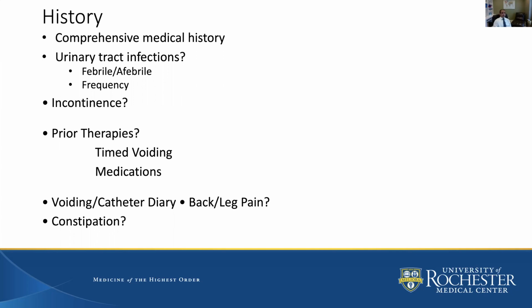And again, how is the voiding pattern? If they have ever maintained a voiding diary or catheter diary, that's also very, very helpful in assessment of those kids. An assessment of the neurological functions, if there is any numbness, weakness in the lower limbs, if there is any back pain. Constipation is very, very important, and usually it is not evaluated in the majority of patients, unfortunately, but it's very important to assess the constipation.